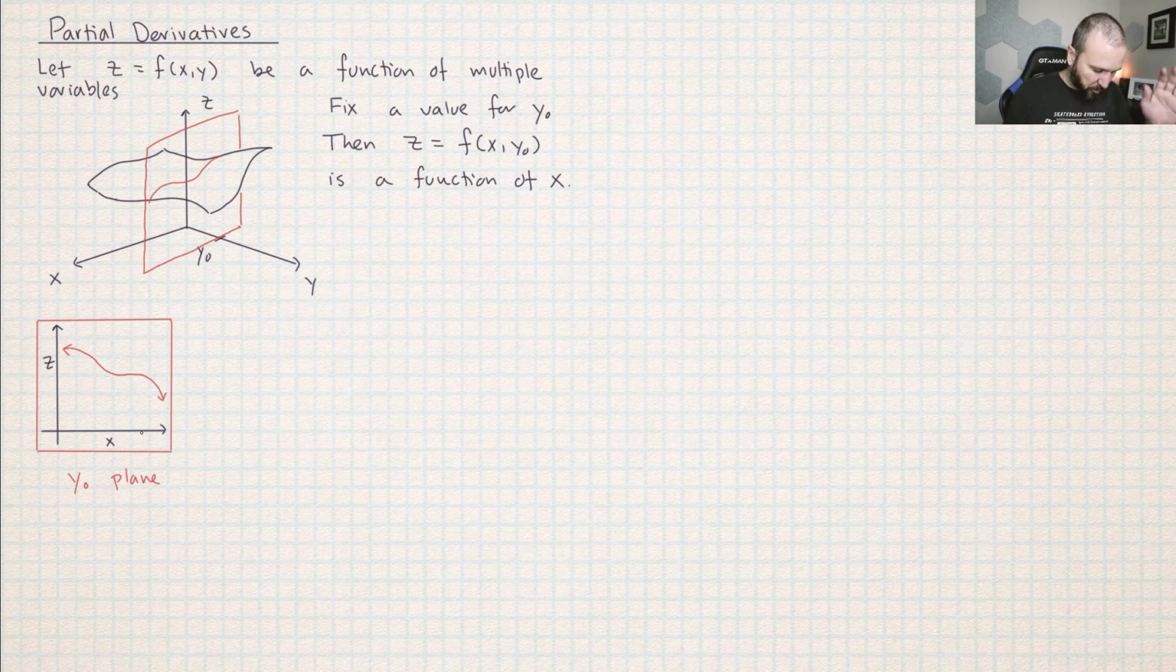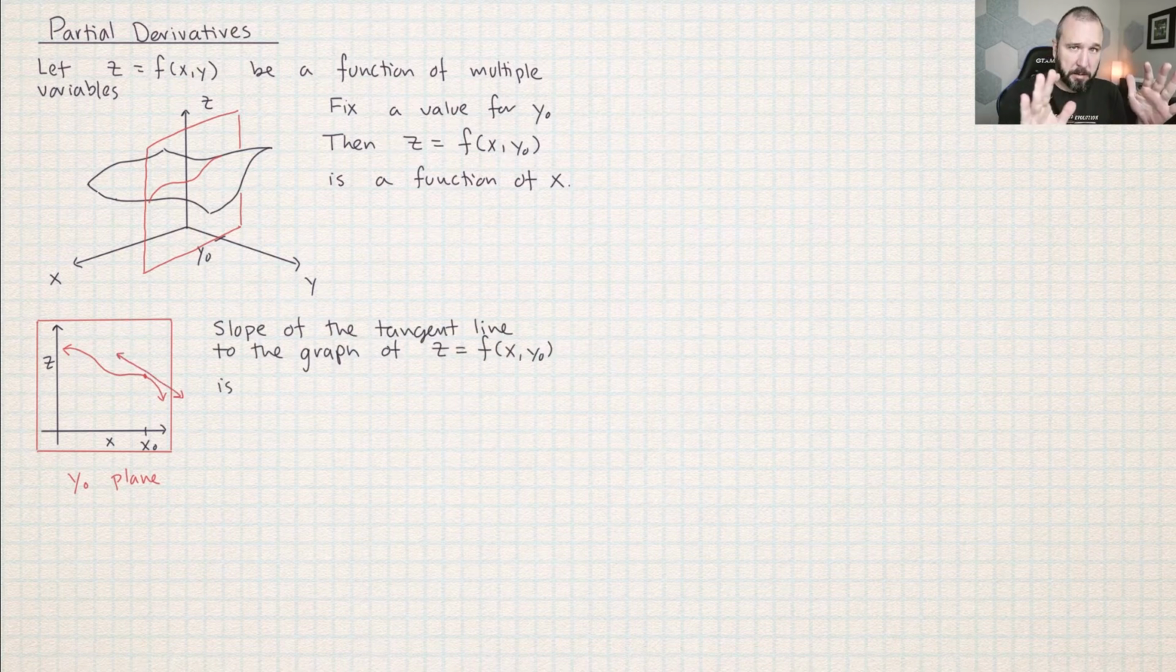The rest of this is just Calc 1. From here, I can pick a value for x and write the equation of the tangent line in the plane through y naught that is parallel to the xz plane. We can calculate the slope of the tangent line. This is the rate at which f is changing, for that single value of y, as x changes. So what we write is del f del x at x naught, y naught.